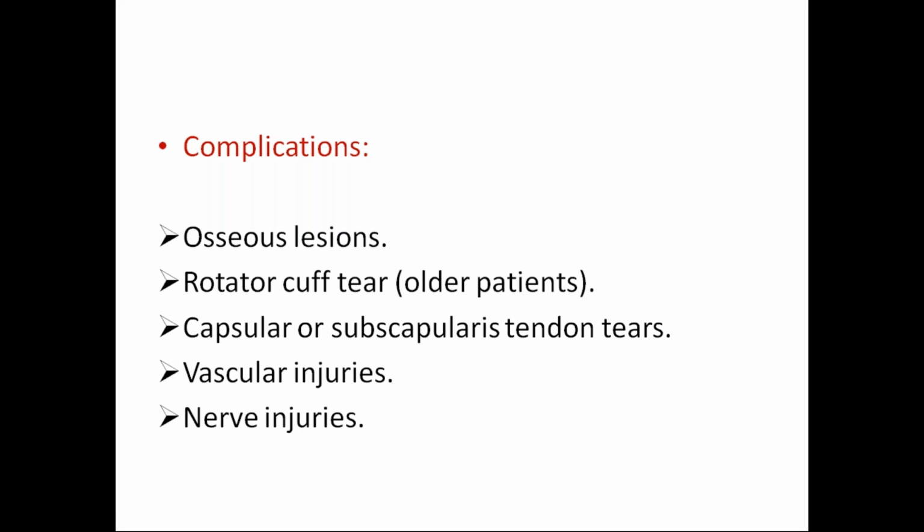Complications associated with shoulder dislocations are bony injuries, rotator cuff injuries, capsular and subscapularis tendon tears, vascular injuries and nerve injuries. These vascular and nerve injuries are most commonly associated with hyperabduction injuries. That is nothing but inferior shoulder dislocation, also known as luxatio erecta.